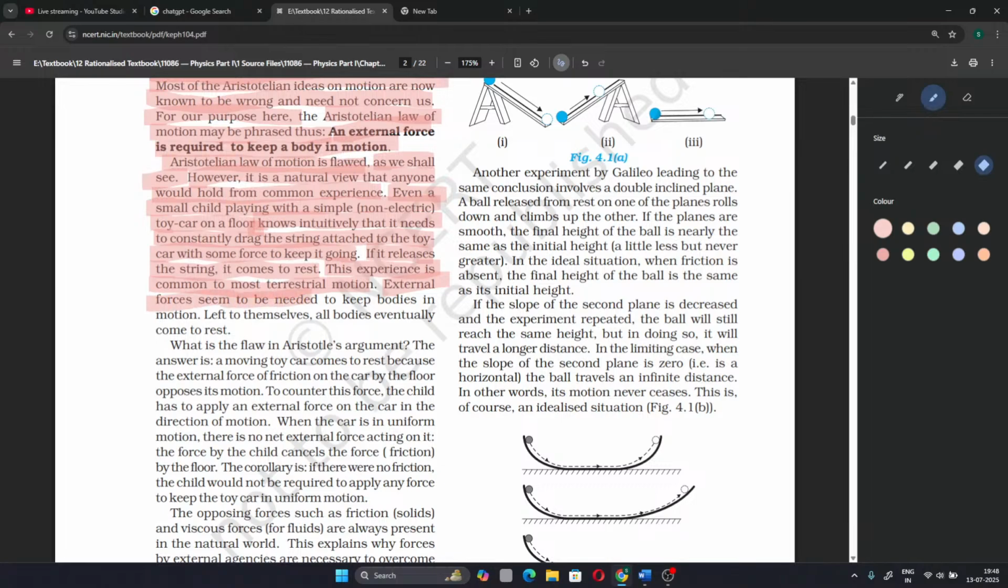External force seems to be needed to keep the body in motion. Left to themselves, all bodies eventually come to rest. This is what we see, common experience.